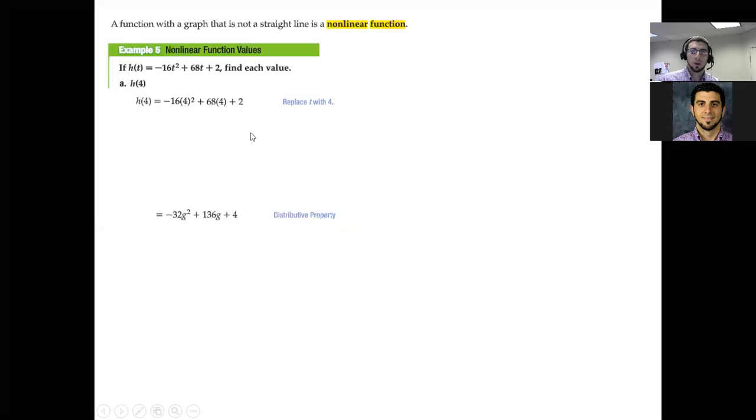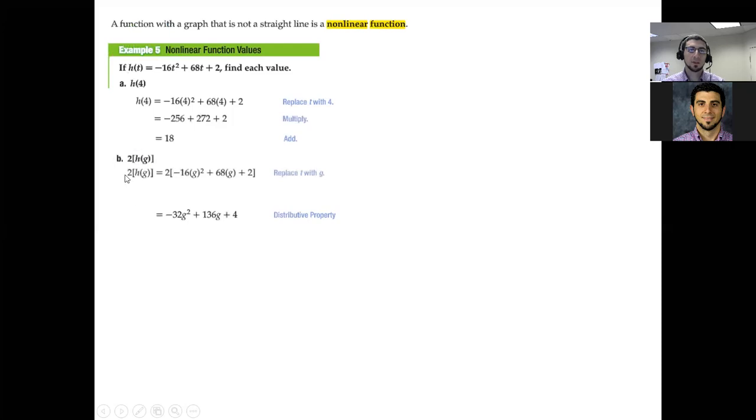So you have to follow order of operations. So we're going to do exponents first. So 4 squared is 16, and then you would do the multiplication. Negative 16 times 16 is negative 256, and 68 times 4 is 272. I did a couple steps in the order of operations at once because I know you can handle it. All right, and then you add those all together, and you get 18.